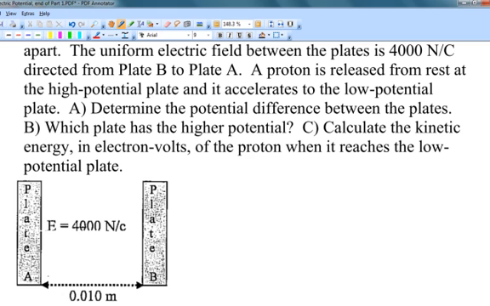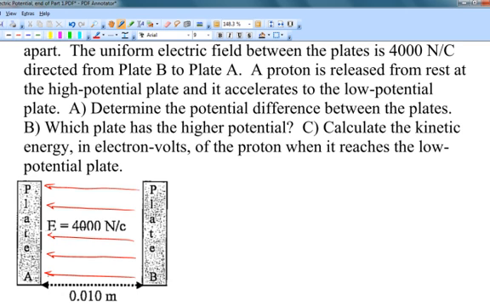Let me start out with the fact that we know the direction of the electric field. They say it's directed from plate B to plate A. I'm going to sketch that in this diagram. I'm also going to recognize that if I put a proton, which is a positive charge, in this field, then it's going to be pushed from the right to the left.